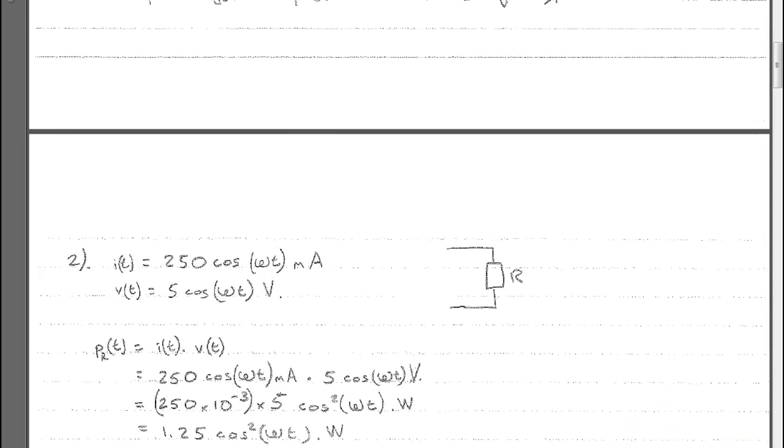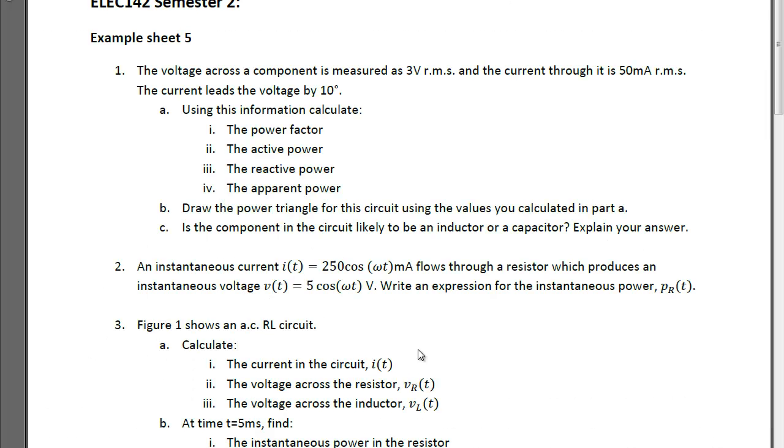So this is question 2. This time we're looking at instantaneous power. You're told an instantaneous current I of t equal to 250 cos omega t in milliamps flows through a resistor which produces an instantaneous voltage, V of t equal to 5 cos omega t volts. Write an expression for the instantaneous power, P R of t. This is the instantaneous power which is consumed by a resistor.